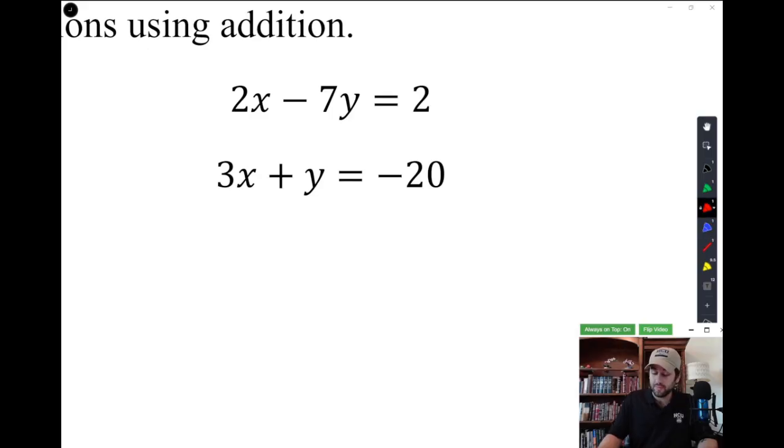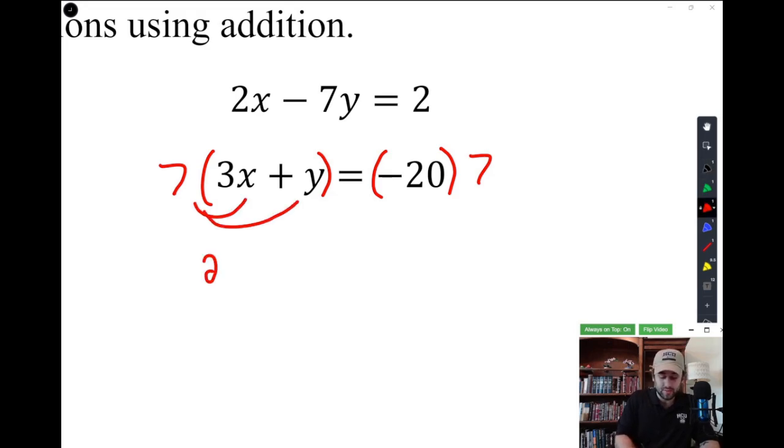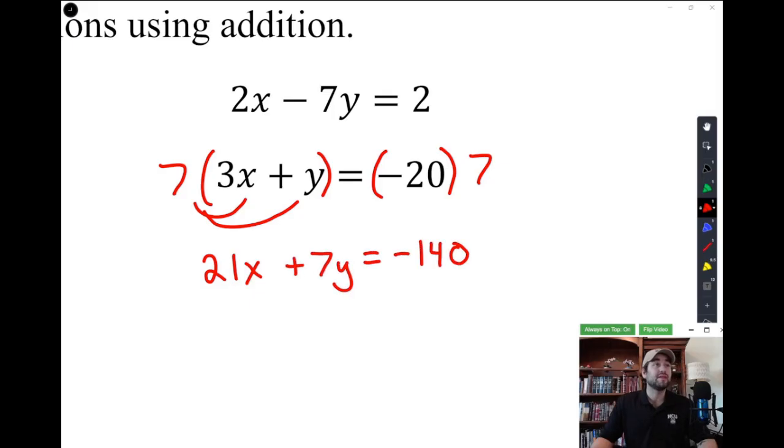What we want to do is multiply both sides by something, anything, that will make one of the variables cancel. If I look at that y value, I'm only 7 away from canceling. And so I'm going to multiply by 7 on the top and the bottom. And what I'm going to get if I distribute that is 21x plus 7y equals -140. And so that's the same line as the red one. We just multiplied by 7 on both sides.